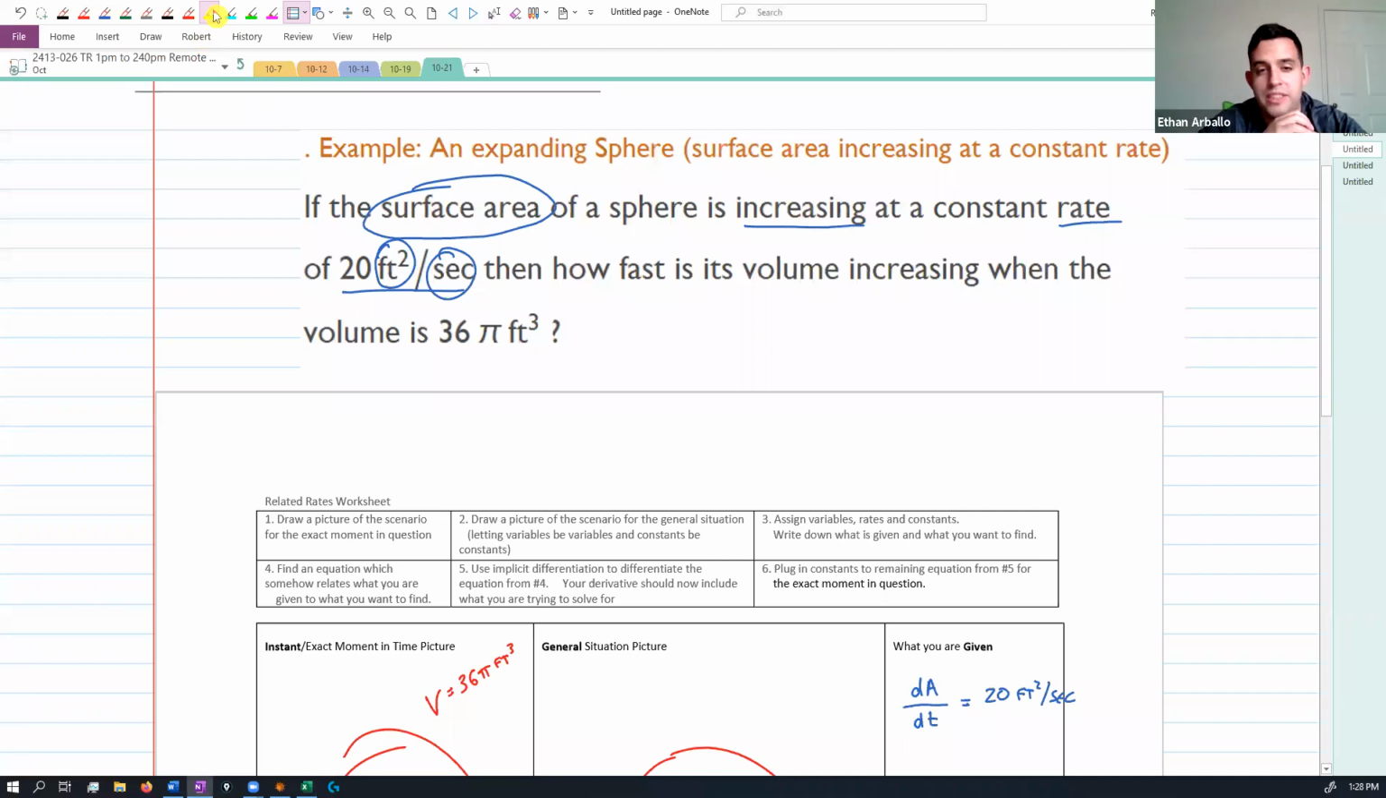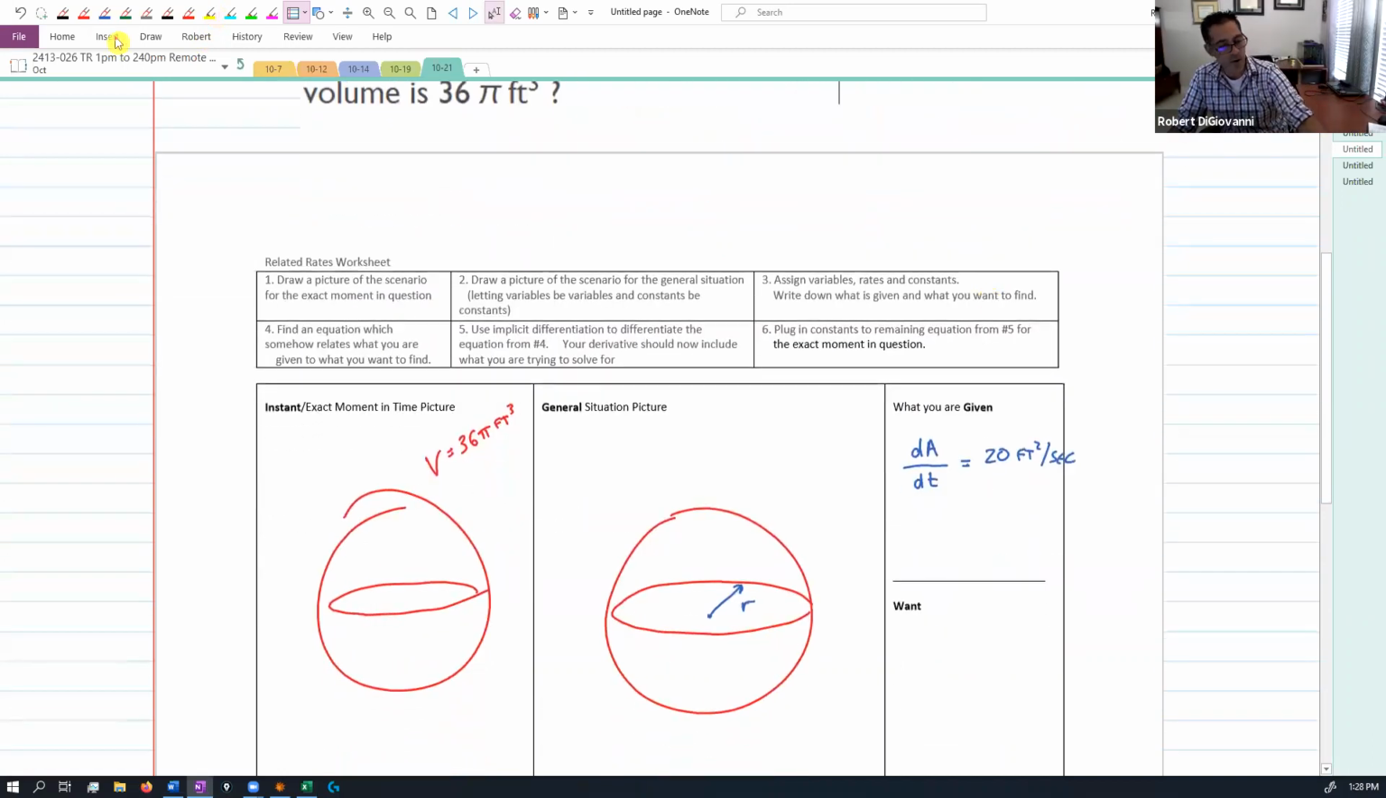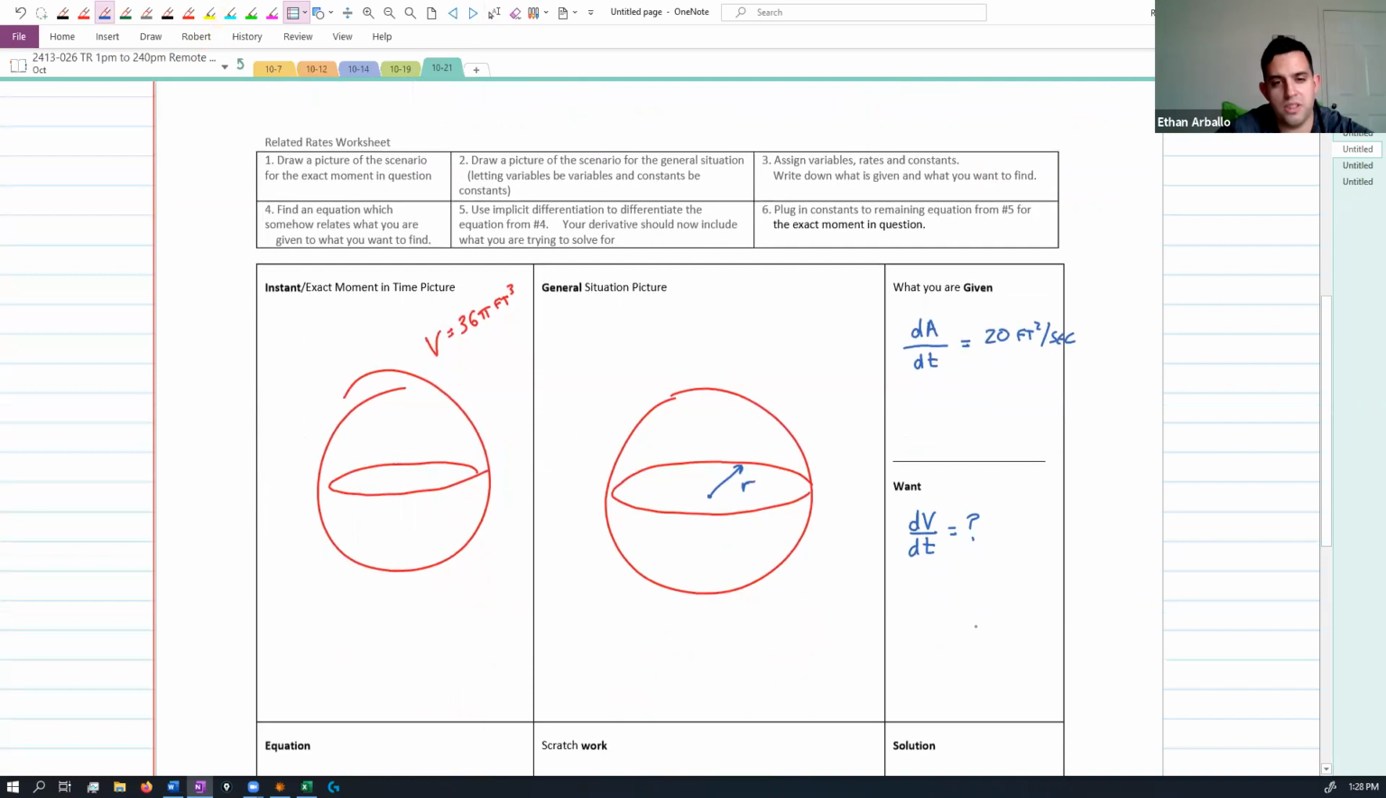We're trying to find dV/dt, because we want to know how fast the volume is increasing. So you want to know the derivative of the volume, the rate of change of the volume with respect to time. We'll call that dV/dt. When do we want that, Ethan? Because there has to be a specific moment in time that we're talking about. When the volume is 36 pi. At V equals 36 pi.